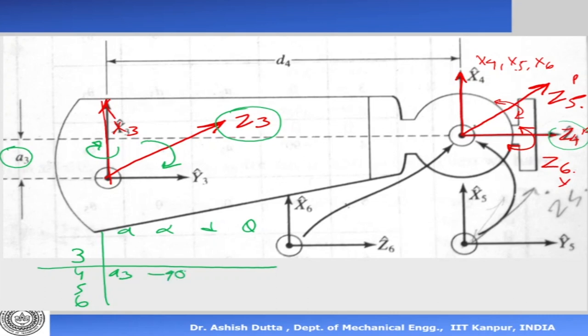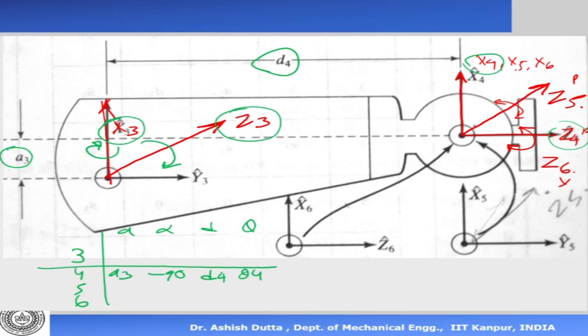What about D? D is the distance between the x-axes. Now, X4 is upward and X3 is here. X3 is here, X4 is there. So what is the distance between them? It is D4. Okay, which is given here. And what is angle theta? It's theta 4.